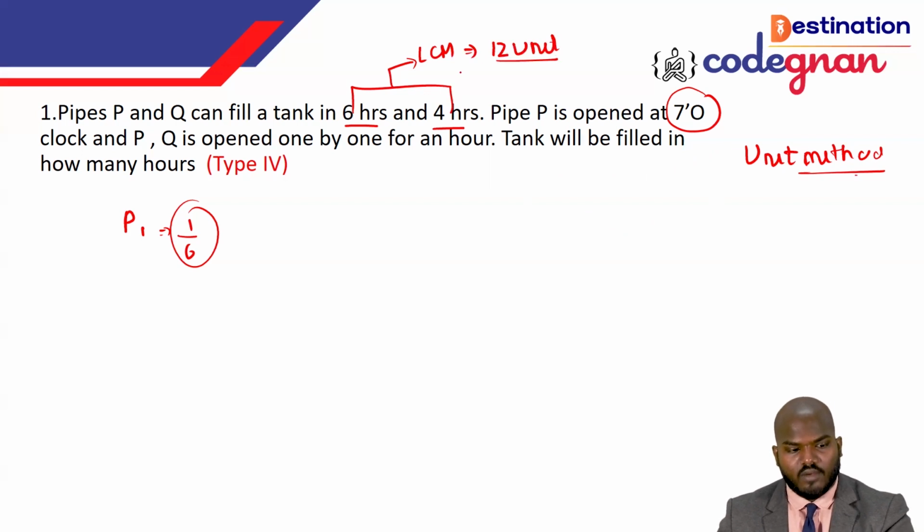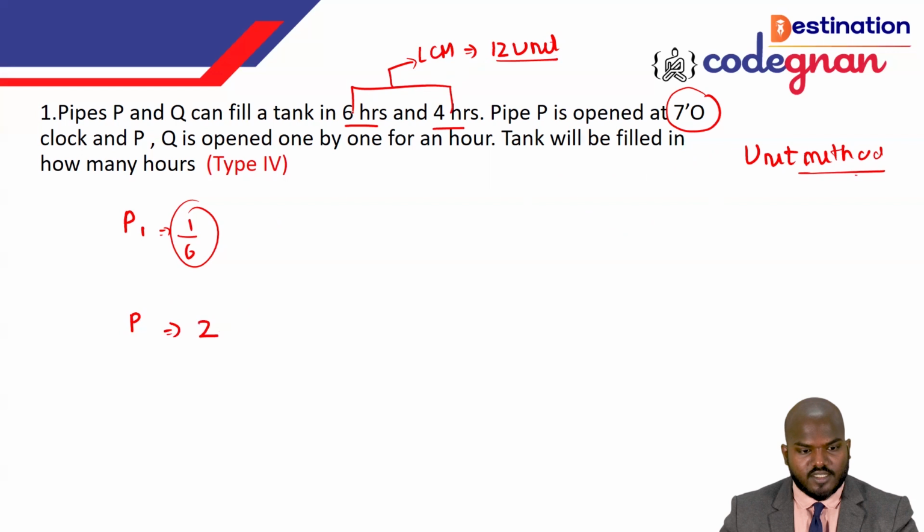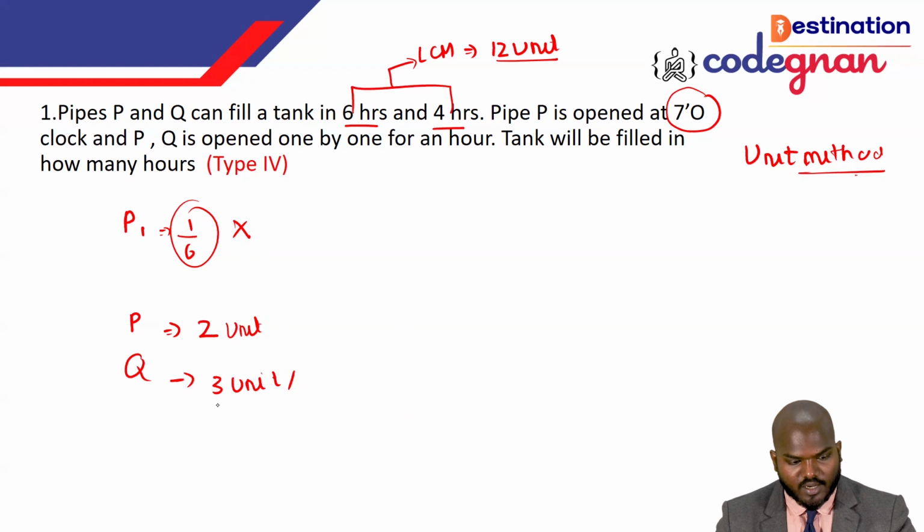If the work is 12 units, then pipe P will require 2 units per hour, because it is already saying 6 hours of work. You don't want to make it into fractions if you are using the unit method. Next, Q will require 3 units of work per hour. So in 1 hour, P will do 2 units here.